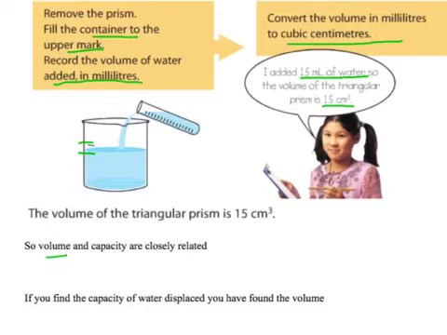This does show you that volume and capacity are very closely related. If you find the capacity of the water displaced, you have in fact found the volume of the object. Take a moment and watch the other video that shows volume displacement with a graduated cylinder that does have the measurements on the side, because that really is more effective.